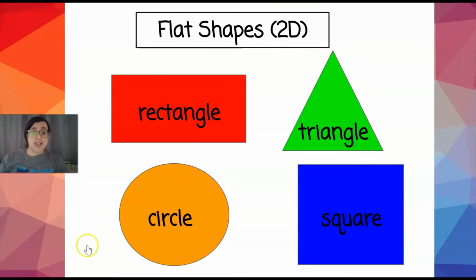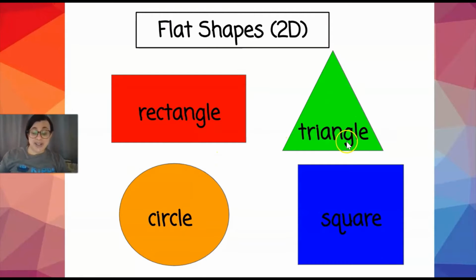So our flat shapes are a rectangle, and we know a shape is a rectangle because it has four corners, 1, 2, 3, 4, and 4 straight sides, 1, 2, 3, 4. Remember, on a rectangle, the sides are not the same length. There are 2 long sides and 2 short sides. Your corners are also L-shaped.